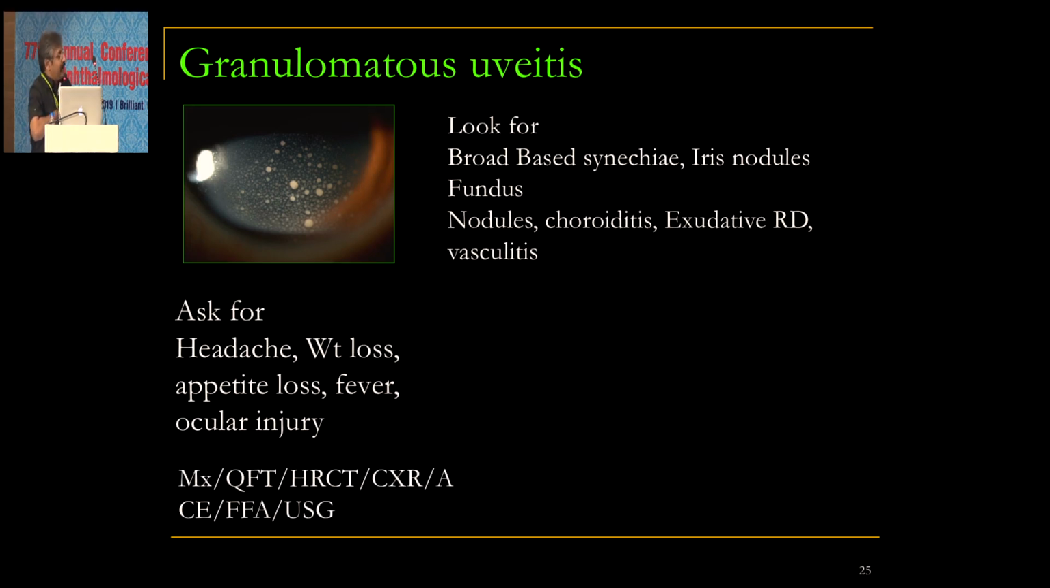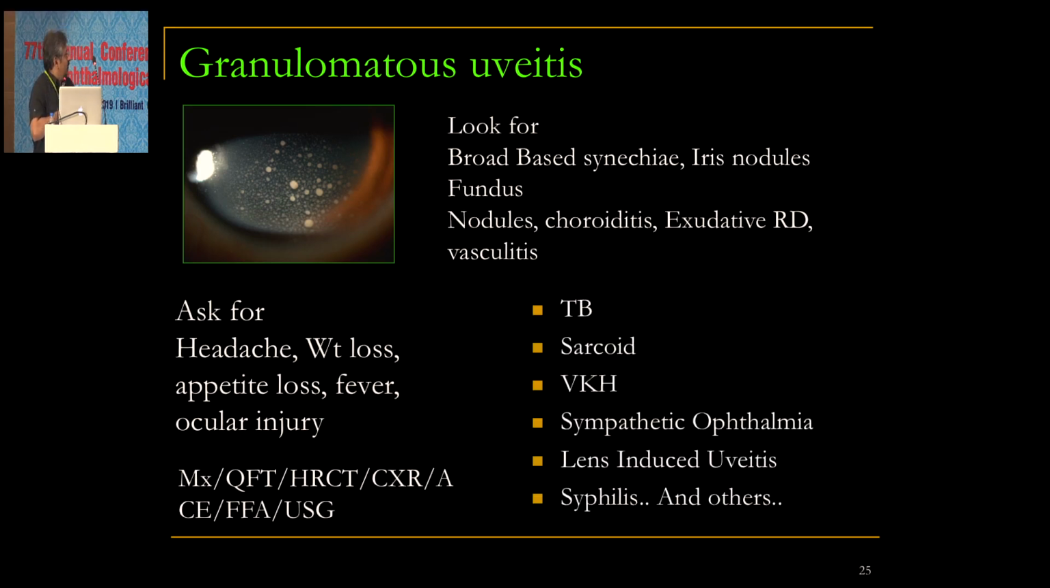So there can be granulomatous conditions where it can be TB or sarcoid or other things also. So TB, sarcoid, VKH, sympathetic ophthalmia, lens-induced. So we would like you to enlist things when you're answering your exams. Either the common ones.